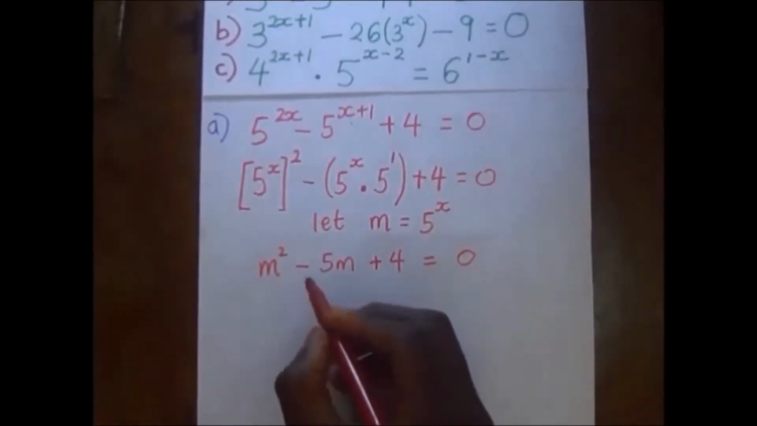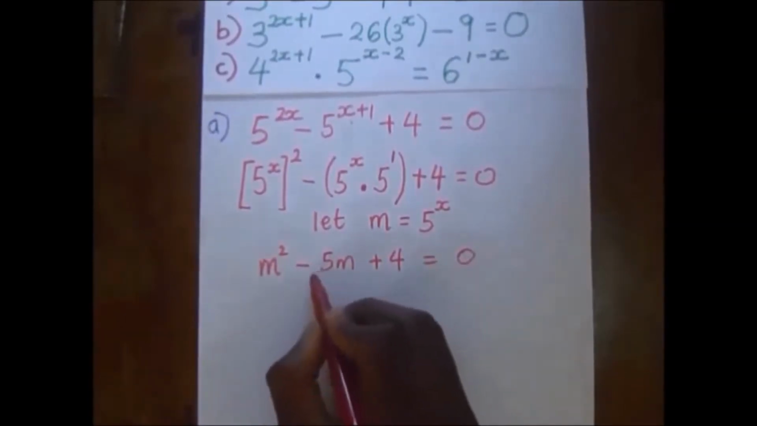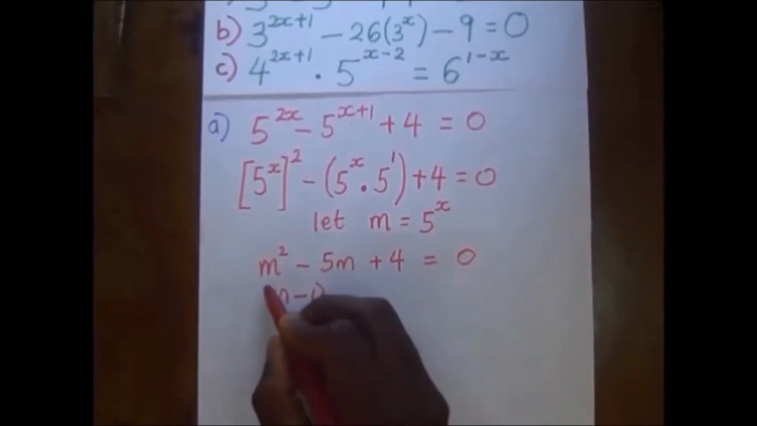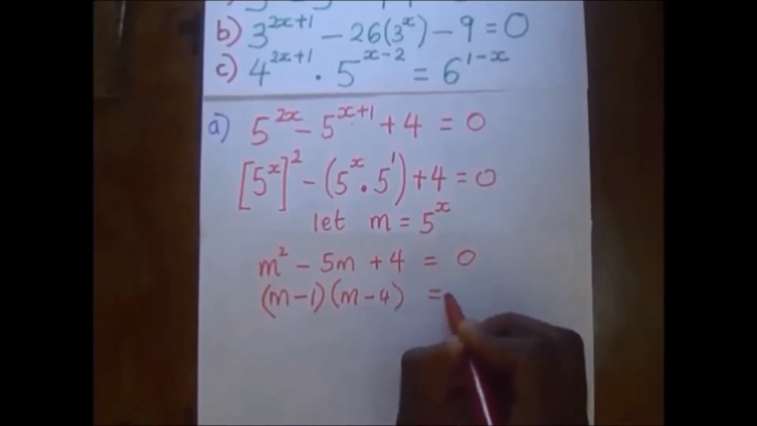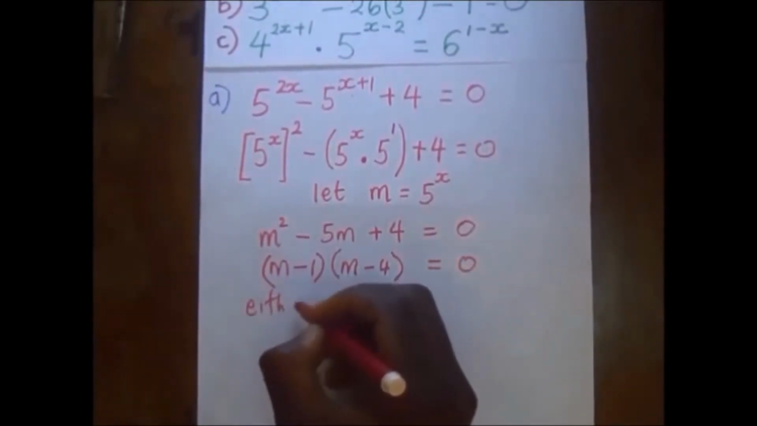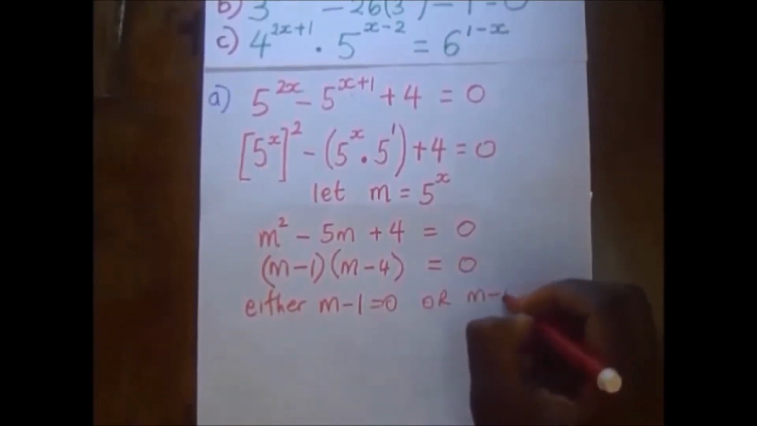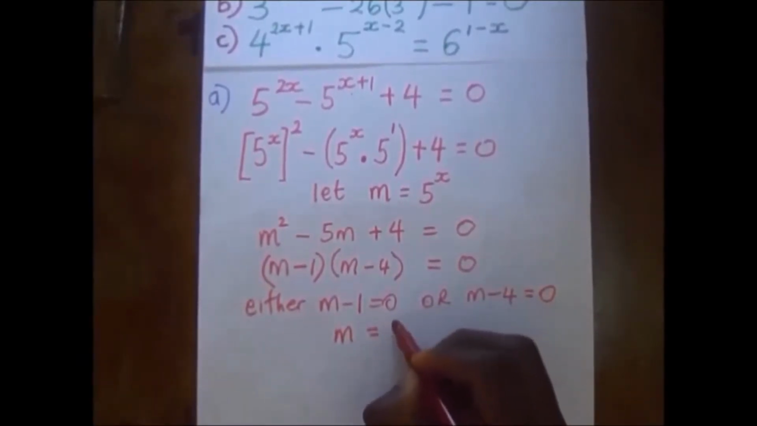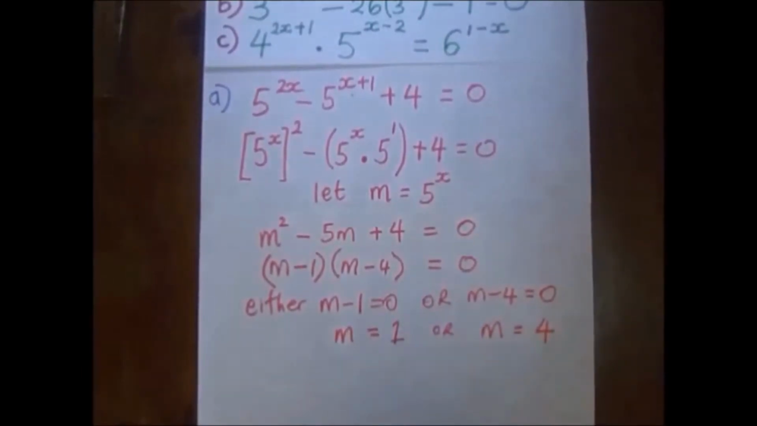So we solve the quadratic equation, finding two numbers with a sum of -5 and a product of +4. We will end up factorizing the equation, having m minus 1 into m minus 4 is equal to 0. So the answer is that either m minus 1 is equal to 0 or m minus 4 is equal to 0. So here m is going to be equal to 1 or m is going to be equal to 4. Those are the answers we are getting.